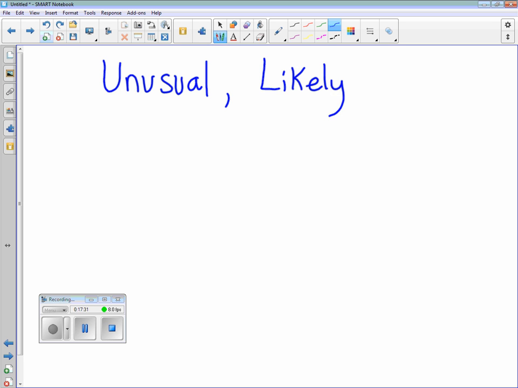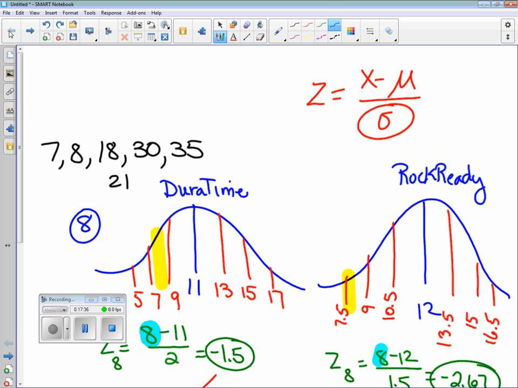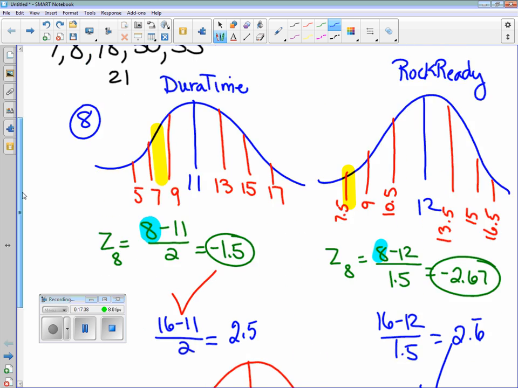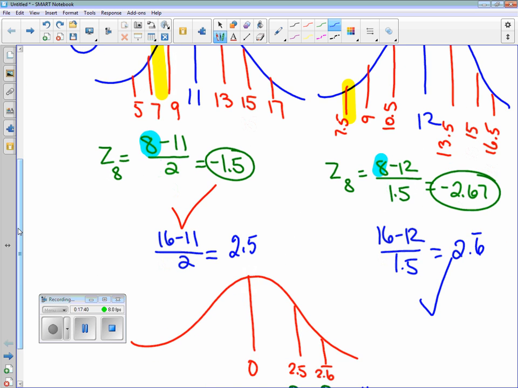Would it be unusual? Well, here's the problem with what I just asked. If you're asked for that, you're going to look at the z-scores. For it to be unusual, it needs to be more than 3 standard deviations away from the mean. Are either of these in that case? No. So would it be unusual for either of them to last? No.